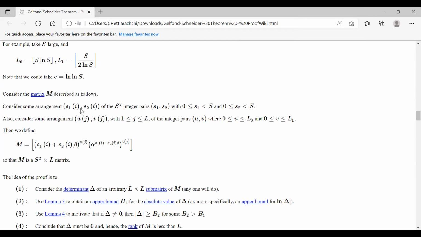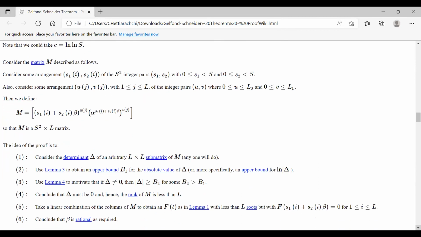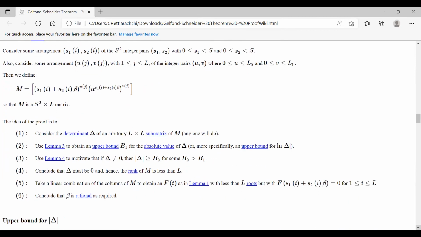And these s_i go from 0 to... how many pairs of these s_i do we have? S squared pairs. How many of the uj and vj? We have L of them, right? So what we get here is an S squared by L matrix. So this is the idea of the proof.